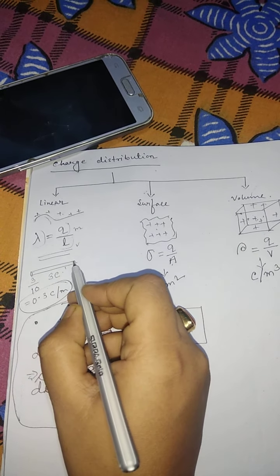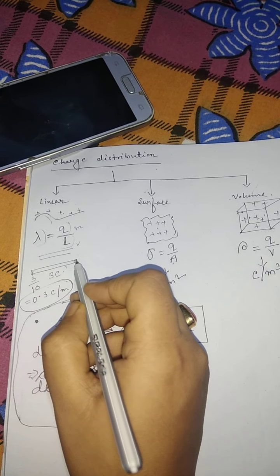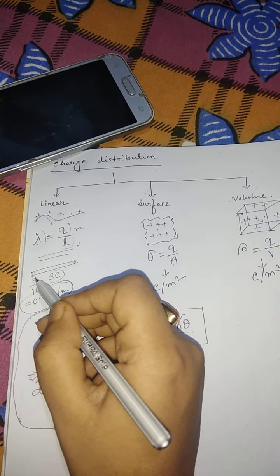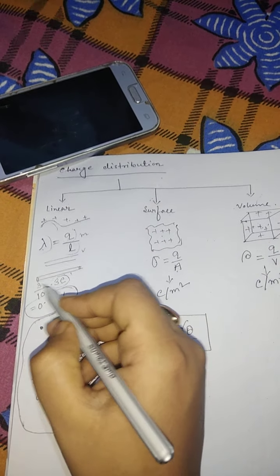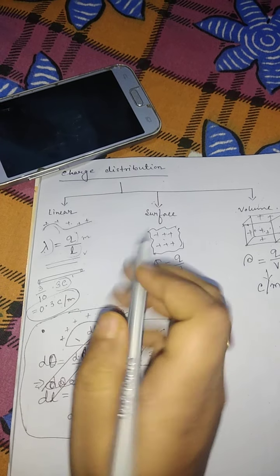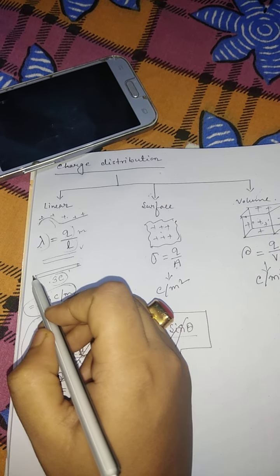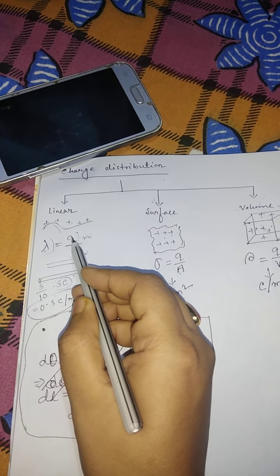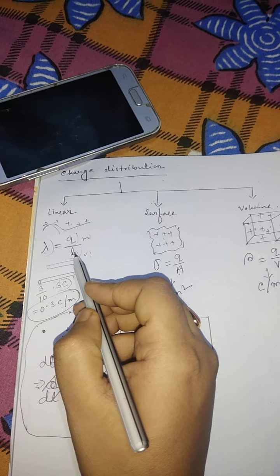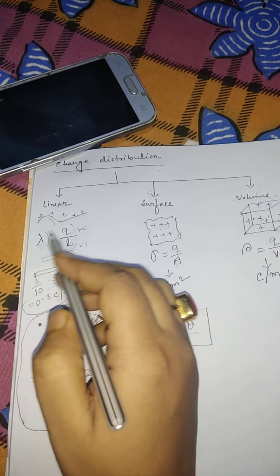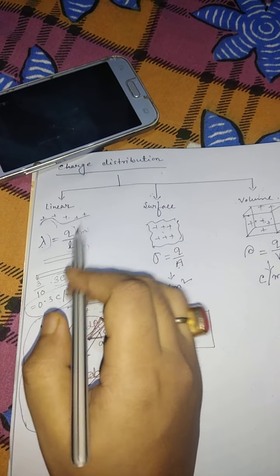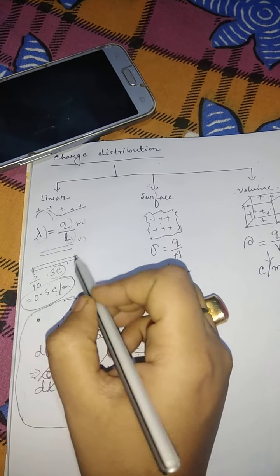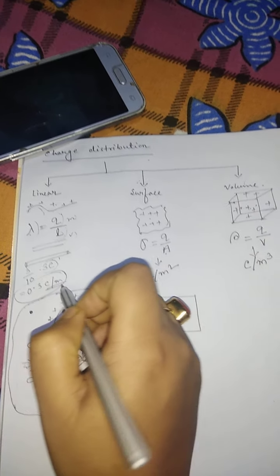For example, suppose you have a 10 meter long wire and it has 3 coulomb charge. What will be the charge density? Density means mass by volume, so it is simply 3 by 10, that is 0.3 coulomb per meter. So this is the charge density. Here mass M is represented by Q and V is represented by L. Clear? So lambda is called linear charge density, and this type of distribution is called linear charge distribution. Its unit is coulomb per meter.